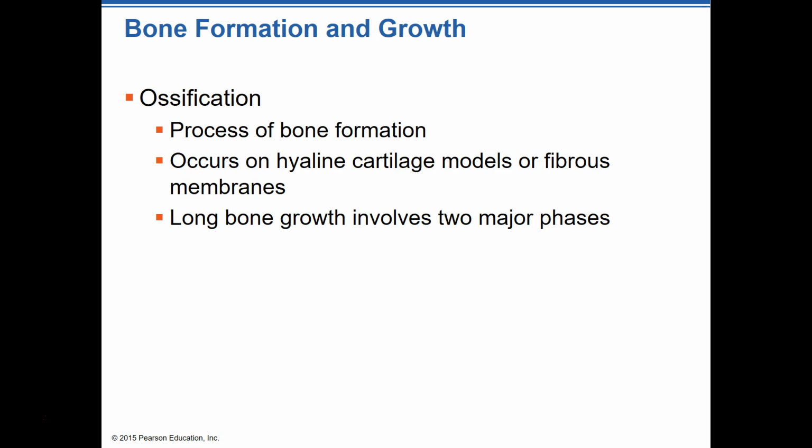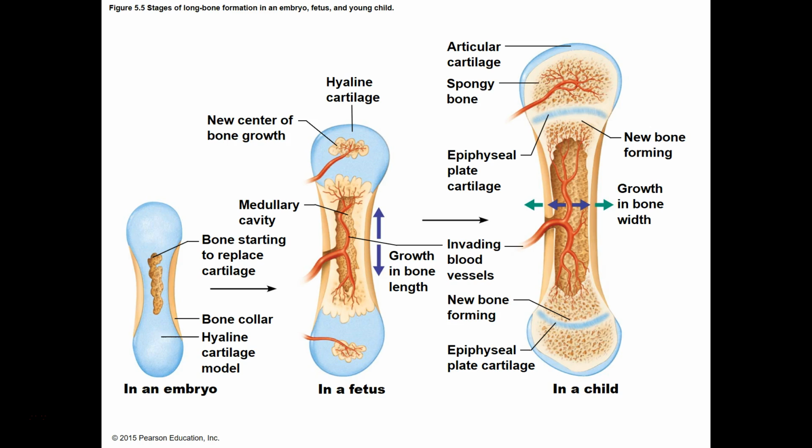One of the unique things about bones is they do this thing called ossification. And that has to do with bone formation and bone growth and also bone repair. Ossification is the process of bone formation. And of course, it occurs in the hyaline cartilage that we talked about in those epiphyseal plates. Remember, we talked about that just a few slides back. And of course, in a long bone, it's going to involve two major phases. But this ossification is what happens when the hyaline cartilage is actually calcified into becoming bone.